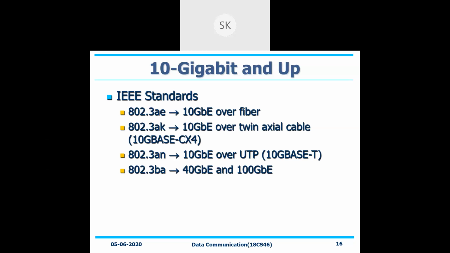AK, if you are having, means 10 gigabit Ethernet over twinaxial cable, that twinaxial cable is nothing but two-axial cable that you will be having with respect to your connection, whereas AN will be referring to your 10GBASE-T, with respect to your 10 gigabit Ethernet over unshielded twisted pair cabling that you will be using.